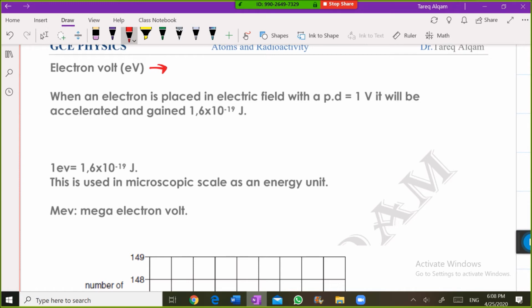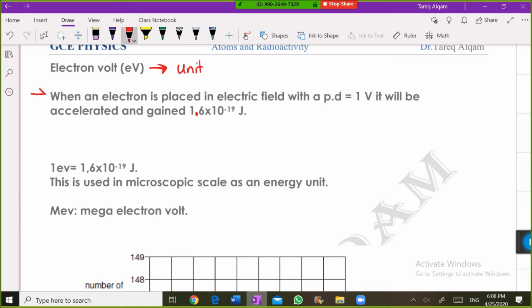Electron volt, guys, is a unit of energy used at the molecular level, like electrons and protons and these things. They use electron volt instead of the joule, because the joule will be extremely high compared to the energies of the particles at the molecular level. Hello, what is meant by 1 electron volt?